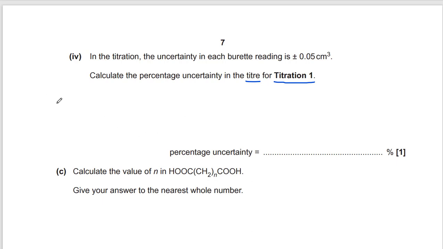Now, percentage uncertainty is the error, multiplied by the number of measurements, divided by the actual measurement. So let's just fill this in then. So the error is 0.05. I'm multiplying it. Now, how many measurements do I need for a titer?